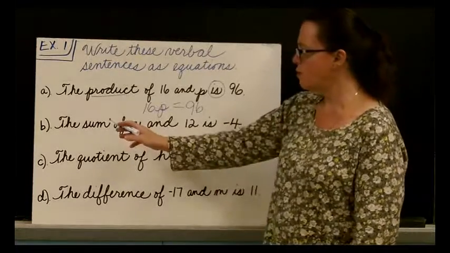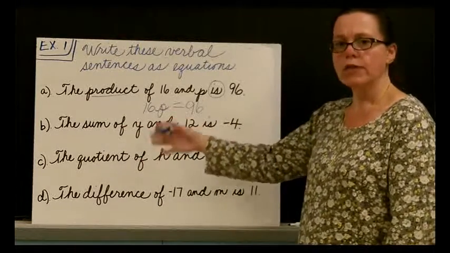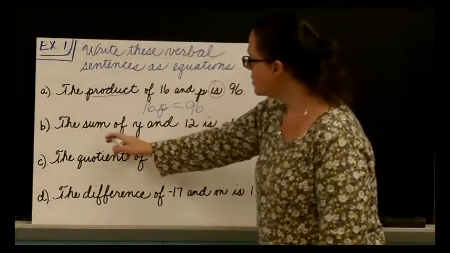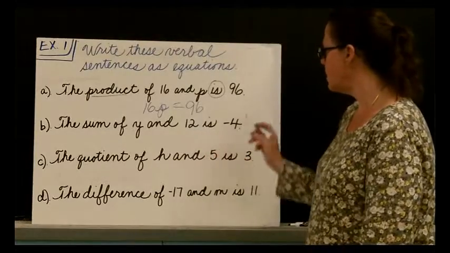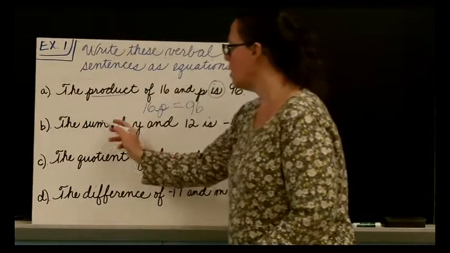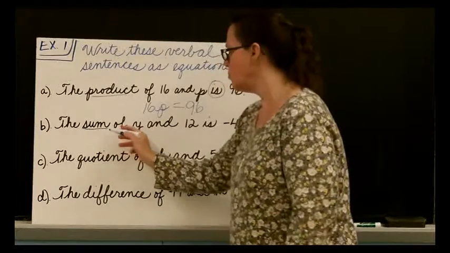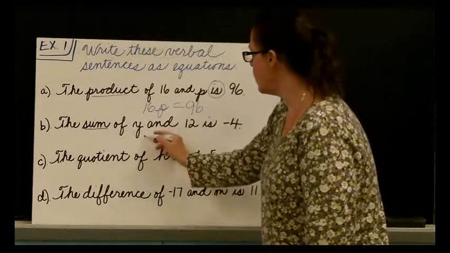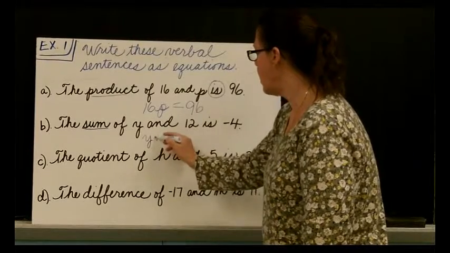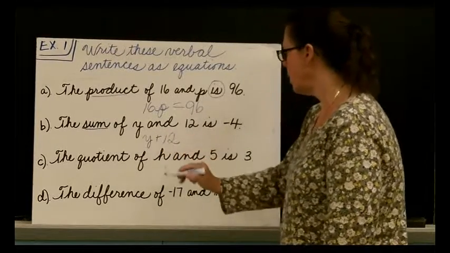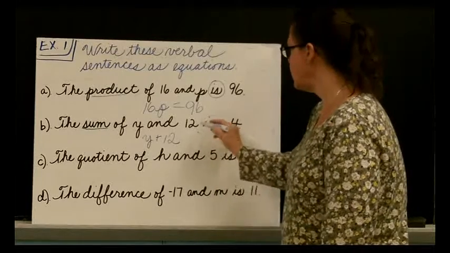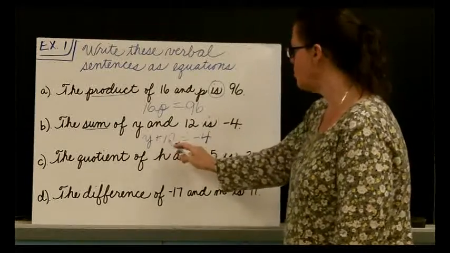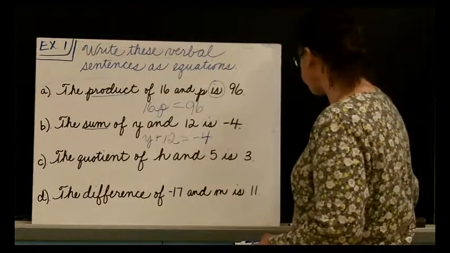Now let's take a look at part B, and we're going to take this one word at a time, looking for our clues the way we did for part A. The sum of y and 12 is -4. Well, here we have the word sum. Sum, you remember, is the answer to an addition problem. So what are we adding? We're adding y and 12. Here's our word is again, equals -4. So y plus 12 equals -4.